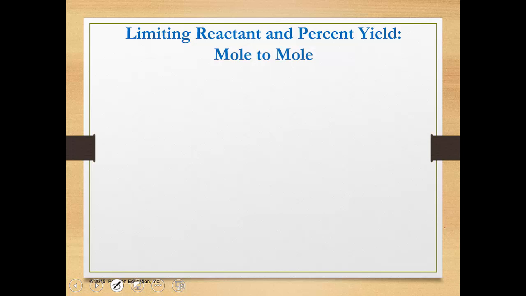So let's look at limiting reactant and percent yield in terms of just moles right now. We won't go to masses quite yet. Here's an example. We start with solid titanium, and we're going to react it with chlorine gas, and we're going to form a solid titanium chloride.